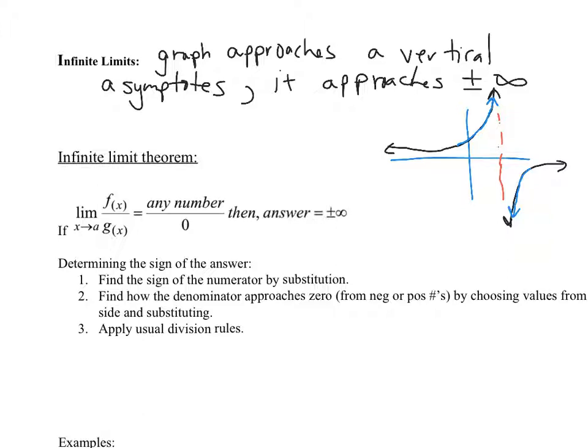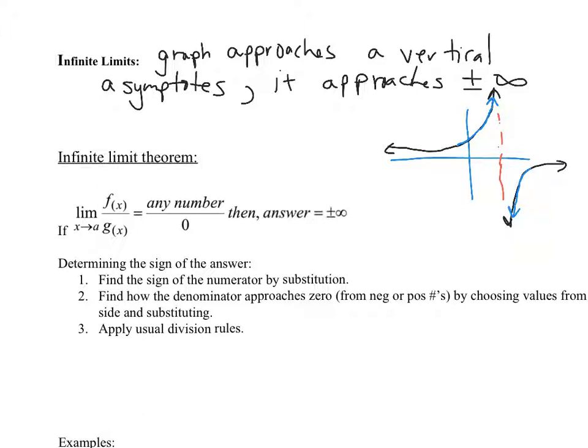So in general, we use a really easy principle to do infinite limits. We use what's called the infinite limit theorem. So the infinite limit theorem says if you plug in a value a into a rational function and you get any number over 0, then the answer is always going to be positive or negative infinity. Okay? So if you ever plug in and you get any number over 0, then I know my limit is always going to be either positive or negative infinity.